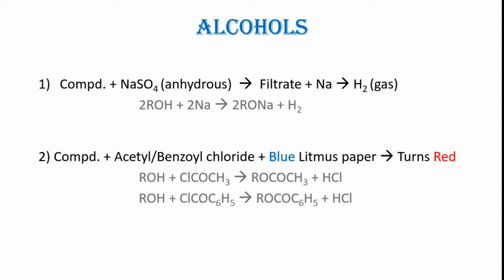Second test. To the given compound in a dry test tube add 2 to 3 drops of acetyl or benzoyl chloride. Place a blue litmus paper at the mouth of the test tube, which turns red due to the evolution of HCl gas.